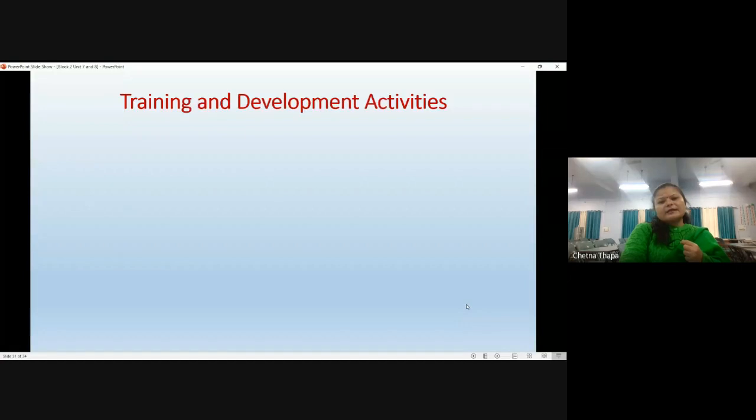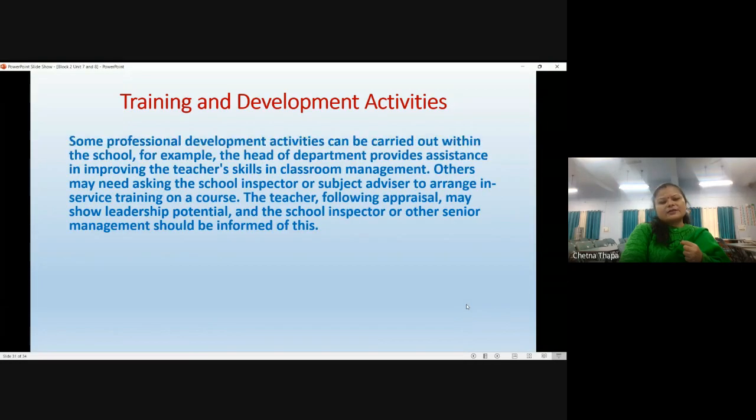And finally, the training and developmental activities. There are some development activities that need to be carried out within the school. As a head of the department, you may help improve the teachers' skills in classroom management. You would tell him how to manage the class, or you may ask the school inspector or the subject advisor to arrange in-service training on a course. You yourself can initiate the course, or you can take the help of other subject advisors to conduct in-service training on a particular course.